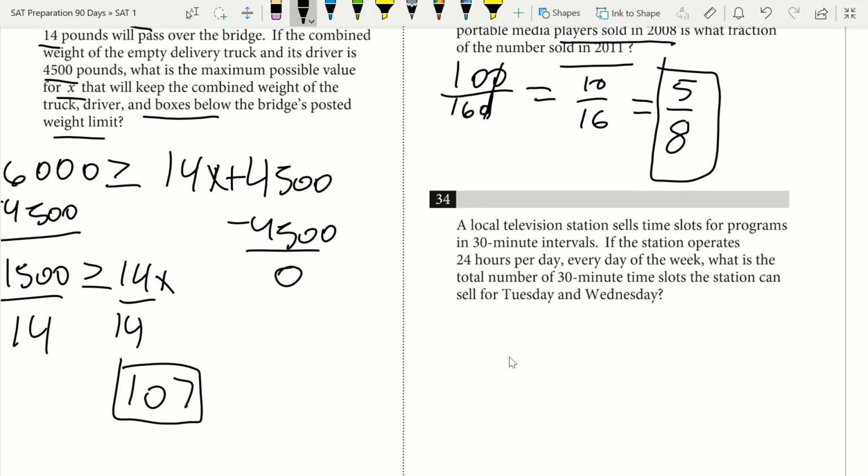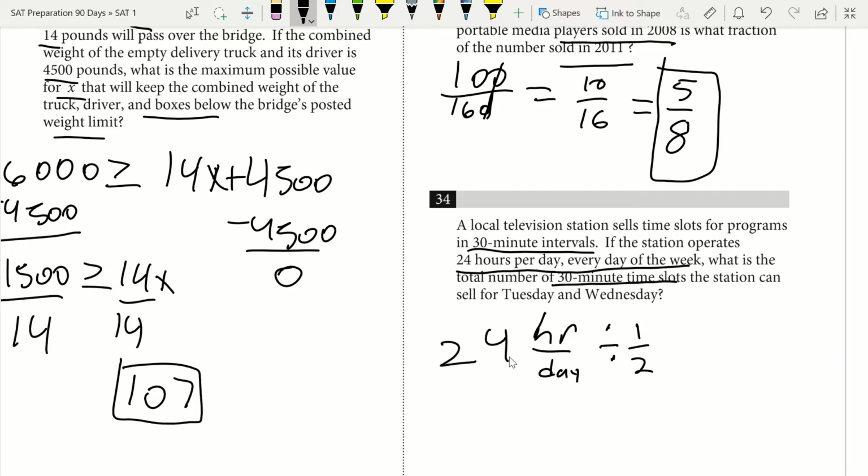A local television station sells time slots for 30-minute intervals. They operate 24 hours a day, every day of the week. What's the total number of 30-minute time slots the station can sell for Tuesday and Wednesday? Well, we're selling 30-minute time slots for 2 days. We know that we have 24 hours per day. Okay, we know that we're selling them in half hour intervals. So then we divide by that 1/2 hour interval.